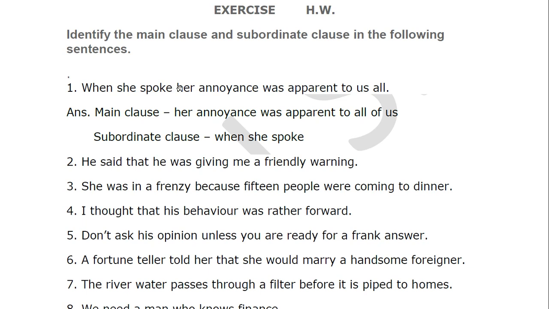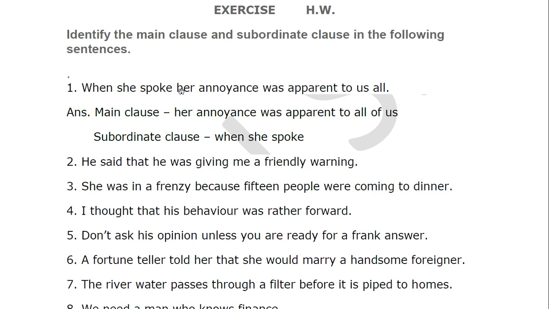What is the rest of it? Her annoyance was apparent to us all. So it makes complete sense. Now, once you are able to bifurcate, divide the sentence into main and subordinate, you should then look at your main clause to double check that what you have marked is correct. Because even if you make a mistake of just one word, instead of starting from here, you start from here, you are going to get the whole thing wrong.